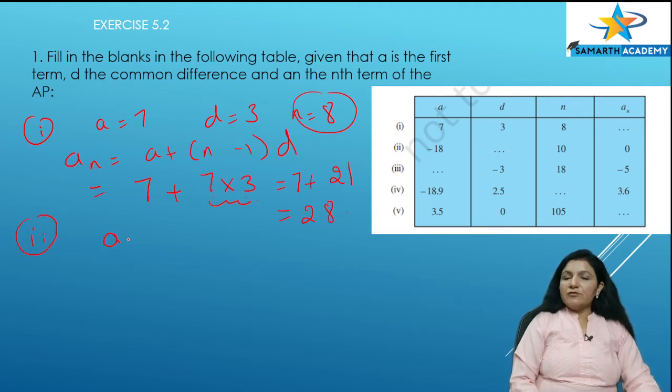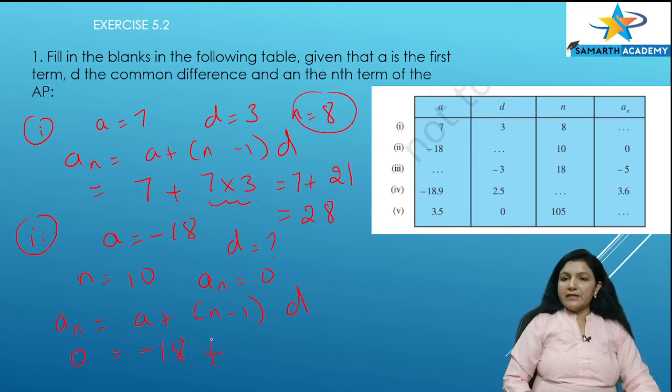Question 2. The first term is minus 18. D is asked. n is equal to 10 and nth term is 0. We know AN is equal to A plus n minus 1 into D. Substitute the given values. 0 equals minus 18 plus, n is 10, so 10 minus 1, that is 9D. Sending 18 that side, we get 9D is equal to 18. Therefore, D is equal to 2.